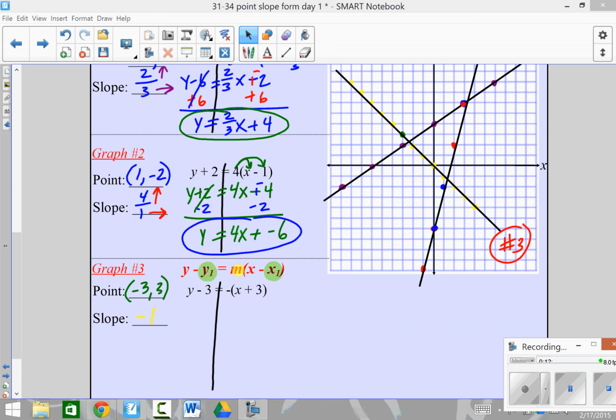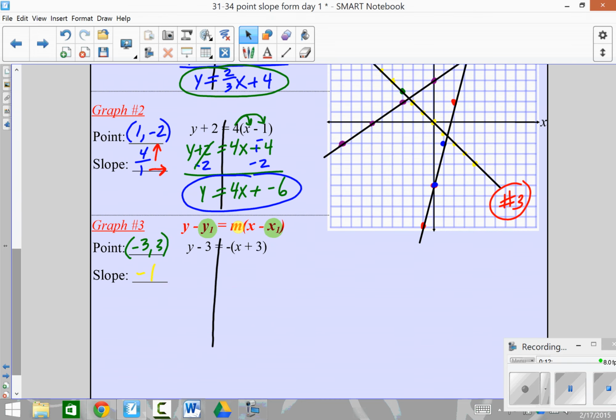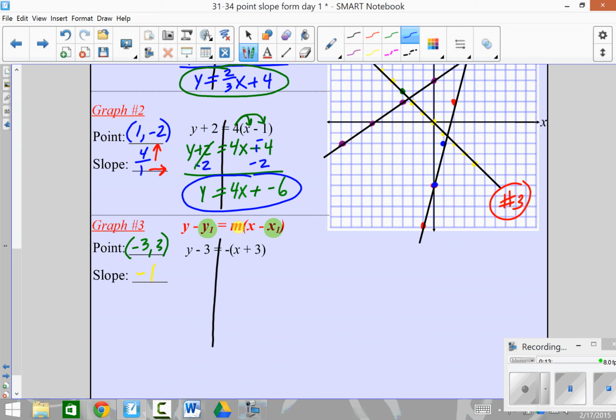Okay, you're checking back here. Make sure that you got the correct slope. The correct slope is negative 1. If there's no number in front of you, there's a negative sign, you know there's an invisible 1. So the slope is supposed to be negative 1 here. So in other words, it's negative 1 over 1. You can think of it as rise over run. The ordered pair should be negative 3, 3.